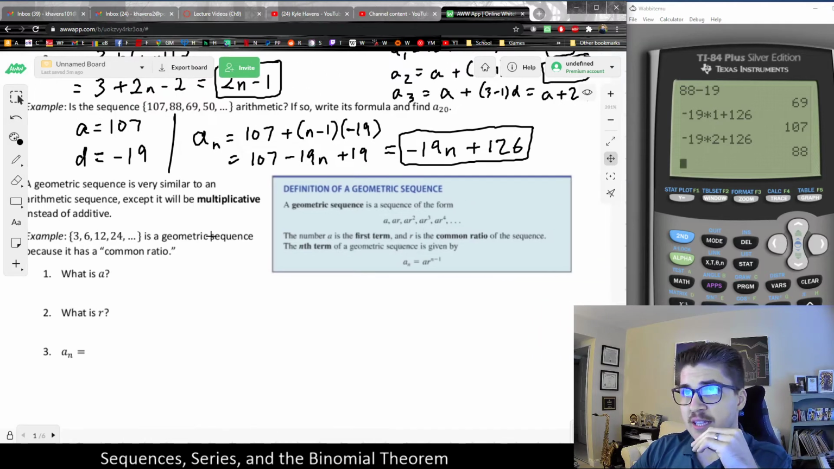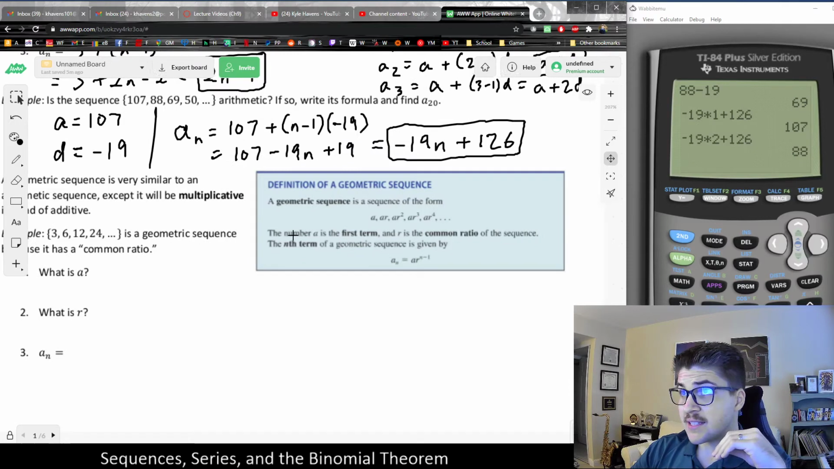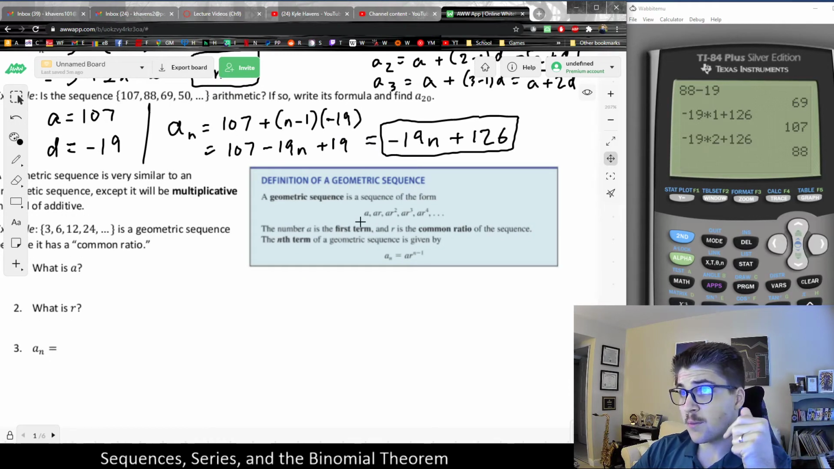But anyways, if we look at the definition, it will be in alignment with exactly what I just said. It says a geometric sequence is a sequence of the form a, a times r, a times r squared, a times r cubed, a times r to the fourth. And there's probably a pirate joke in there based on all the r's, but I digress. And what it says is the number a is the first term, r is the common ratio, and the nth term of a geometric sequence is given by this formula.